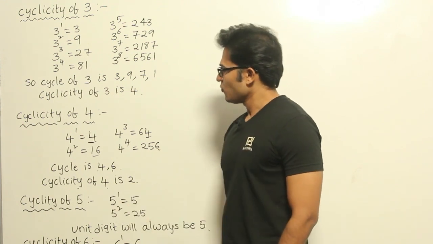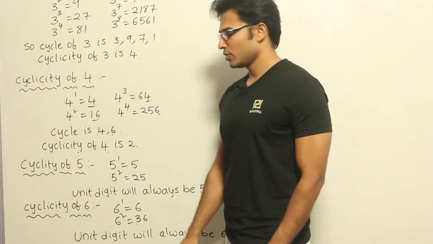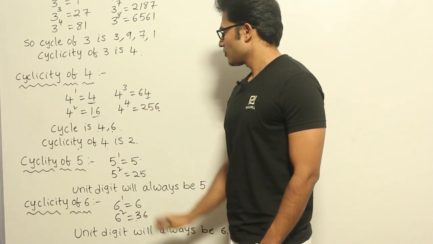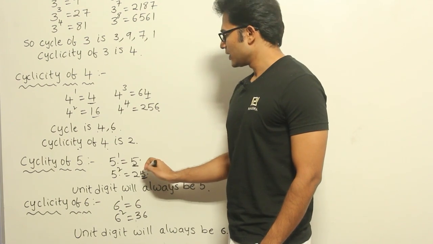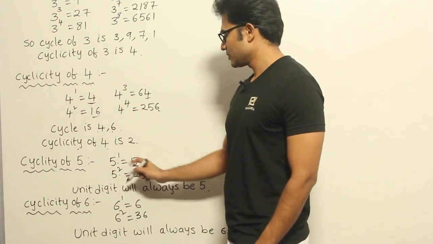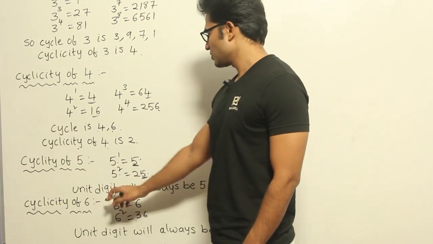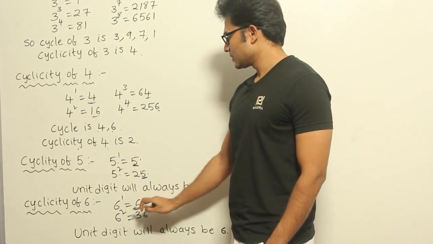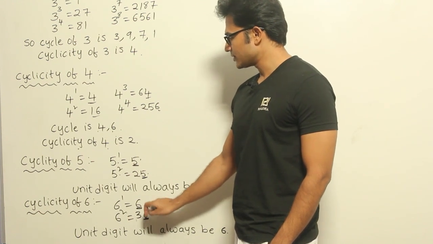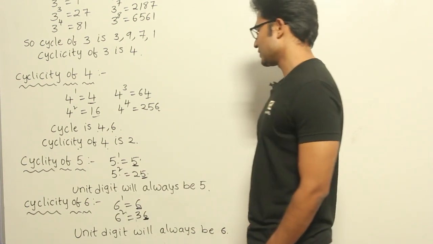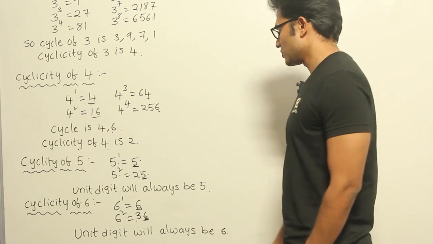Okay, so since this cycle is 4 comma 6, the cyclicity of 4 is simply 2. And coming to 5, 5 is always going to give you 5 in the units place, whatever power you raise it to. So 5 power 1 is 5, 5 power 2 is 25. So always you are going to get 5 in the end, either it is even or odd, right? And since you are going to get only one number, the cyclicity of 5 is 1. And coming to the cyclicity of 6, 6 power 1 is 6, 6 power 2 is 36. Again in the units place you are always going to see 6, and so you can say that the cyclicity of 6 is always 1.